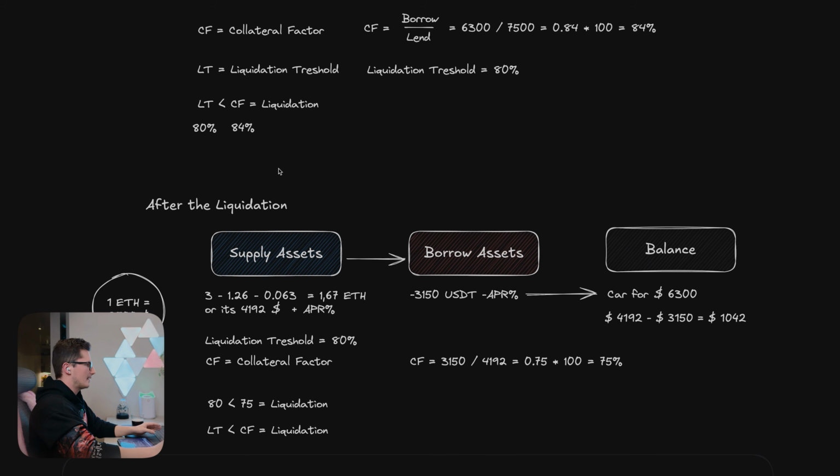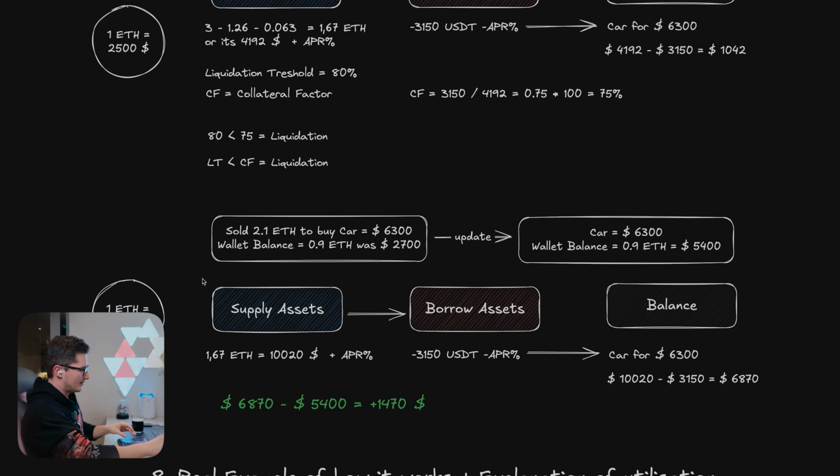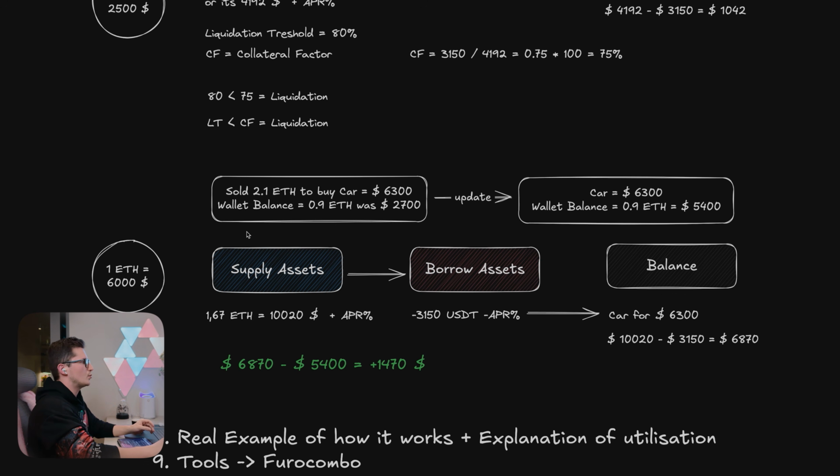We are continuing. So, final thing here. If the price goes back to $6,000, but we already have been liquidated, so we don't have 3 ETH, we have 1.67 ETH. And the price of it is $6,000. It means our supply balance is going to be $10,020 plus some APR.